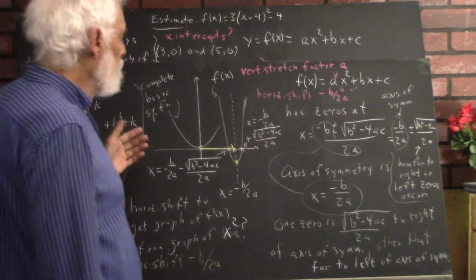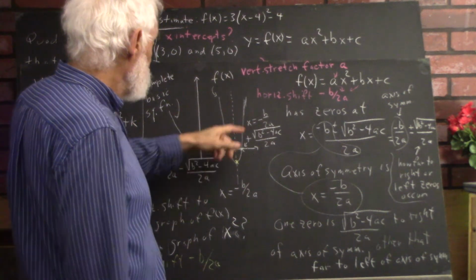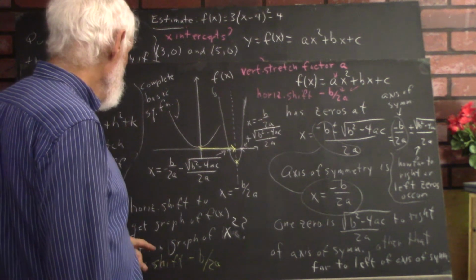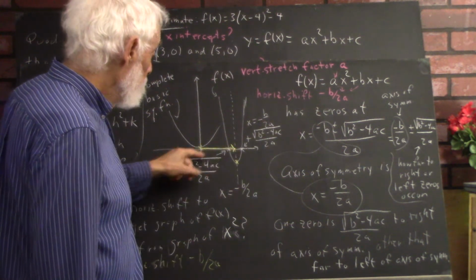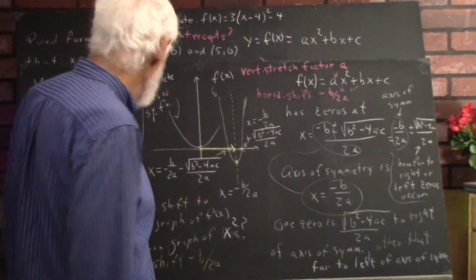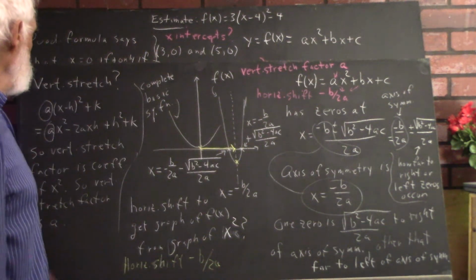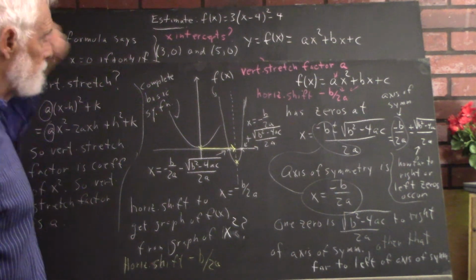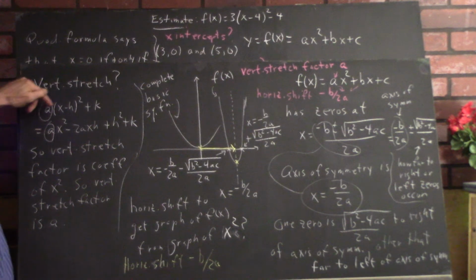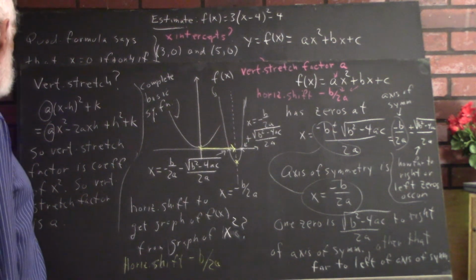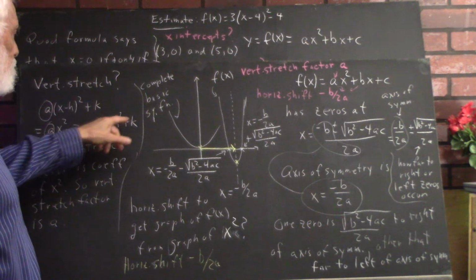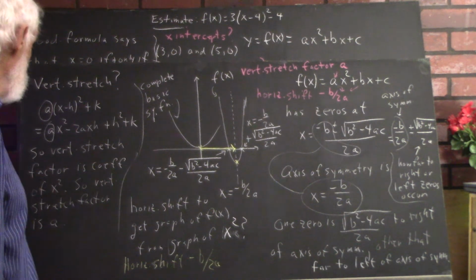If you want to find the horizontal shift to get this graph from this one, the horizontal shift is just negative b over 2a, because you're shifting from 0 to negative b over 2a. What's the vertical stretch? Well, I labeled it over there. Here's why. You have a times x minus h squared plus k expands to give you ax squared minus 2axh plus h squared plus k. You can do that yourself.